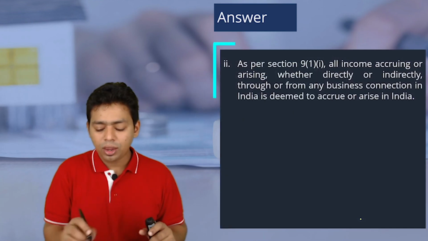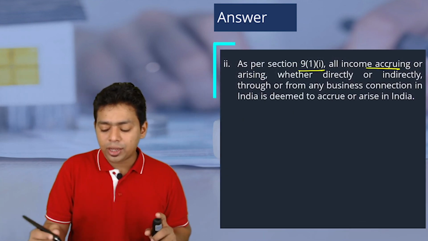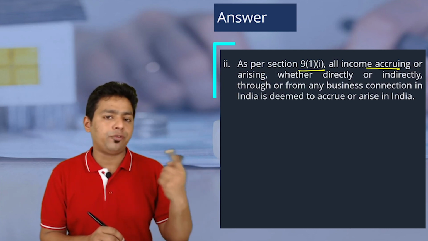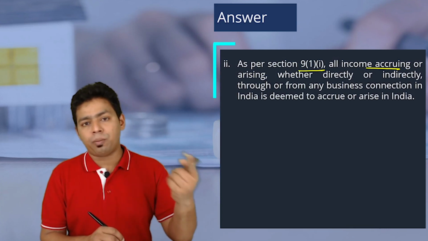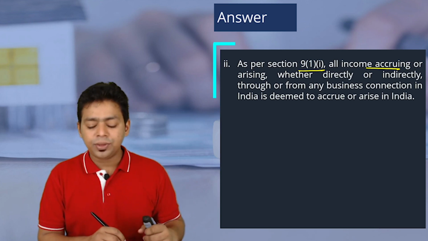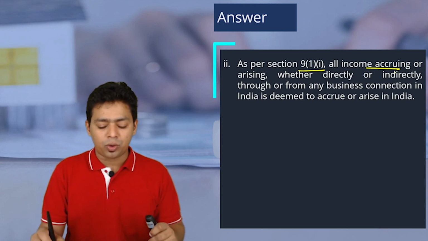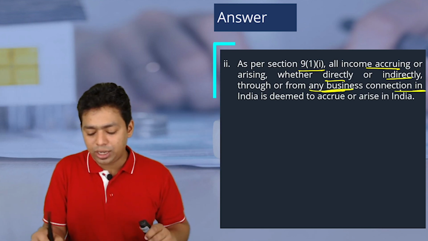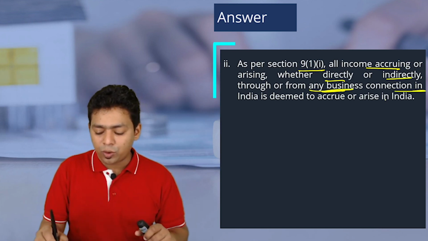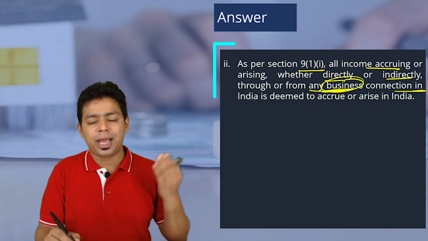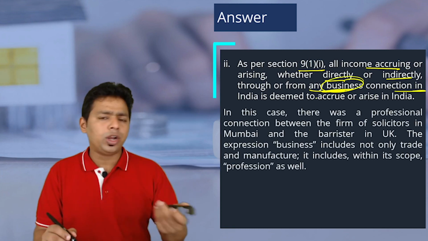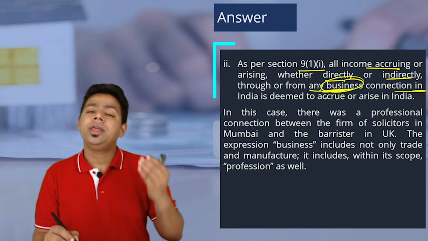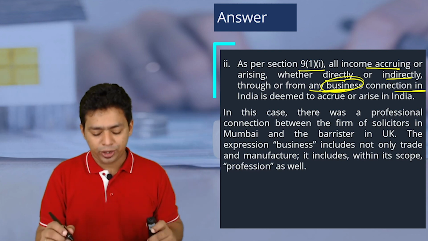Okay. As per 9(1)(i), all income accruing, this is for advocate. You remember, foreign advocate, this barrister from London, has come to India to represent a case. Section 9(1)(i), all income accruing or arising whether directly or indirectly through or from any business connection in India is deemed to accrue or arise in India. So here the word is business. They have not written the word profession. So depending upon the case law, they have given the judgment that this business word is so wide that it can also cover profession into it.